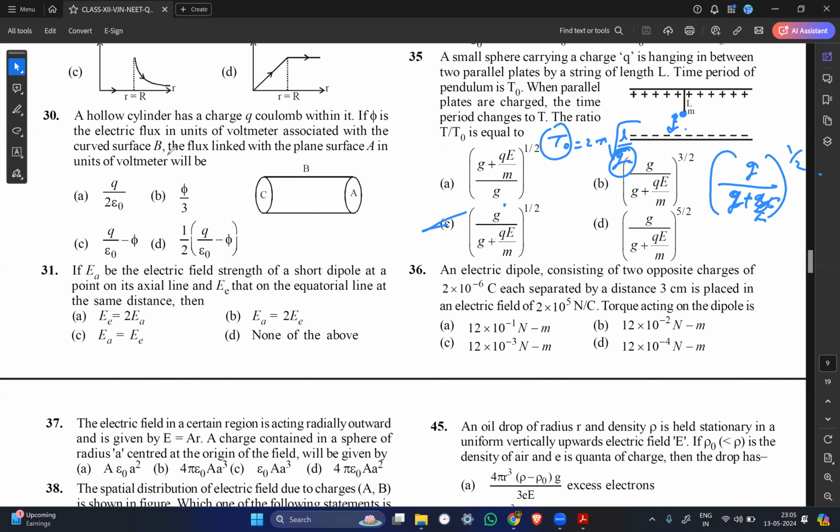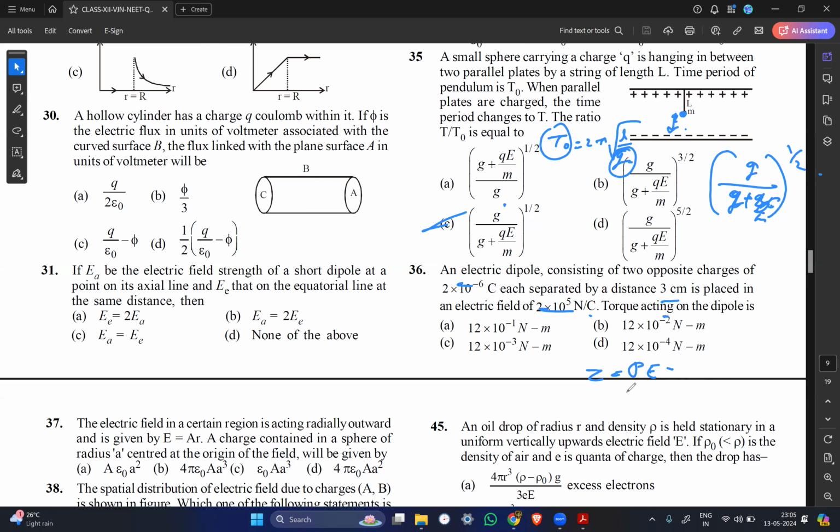Then 36. An electric dipole consisting of two opposite charges is separated by a given distance, and an electric field is given. They are asking for the torque. So tau is equal to p E sin theta. Theta is not given.